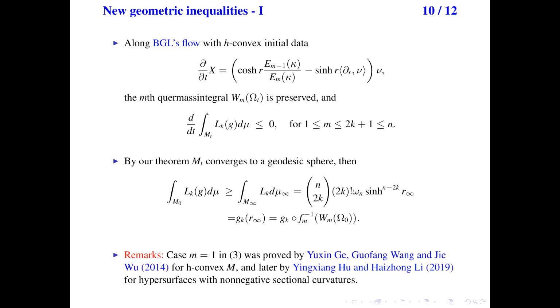We recall that for the index m equal to 1 in the above inequality, this case was proved by Yuxin Ge, Guofang Wang, and Jie Wu in 2014 for h-convex hypersurfaces, and later by Hu and Li for hypersurfaces with non-negative sectional curvature. Here we can prove the inequality for all m bigger than 1 and smaller than 2k+1. So we obtain some new inequalities.